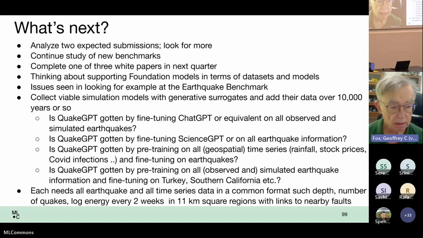Okay. So we just issued a public announcement. We have 2 submissions we're expecting soon, and we're looking for more. As I said last time, we have several new benchmarks being presented to the group, but we've not made a firm decision on any of them yet. I hope that this quarter we'll complete the first one of the white papers on FAIR metadata.